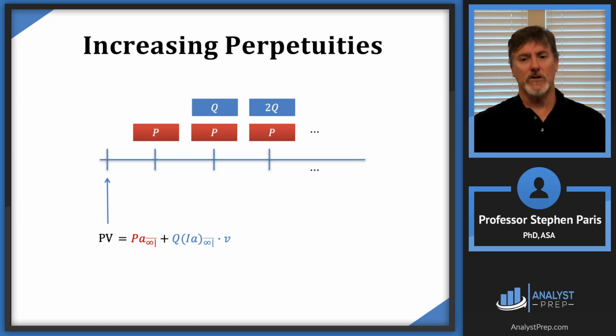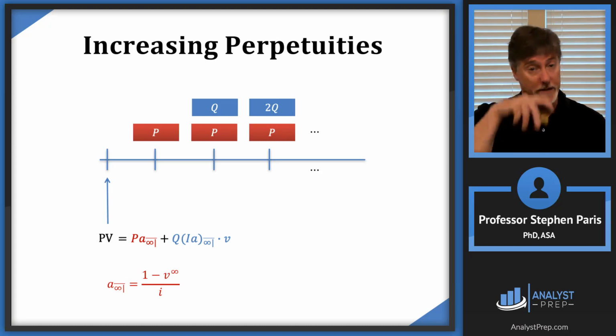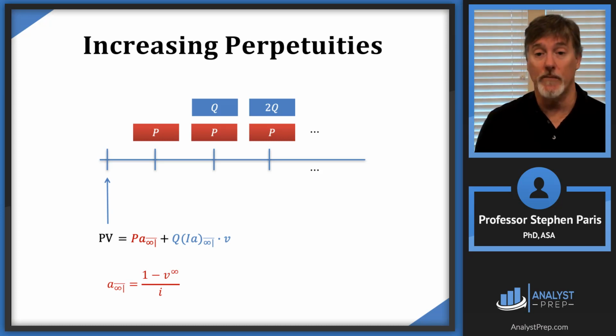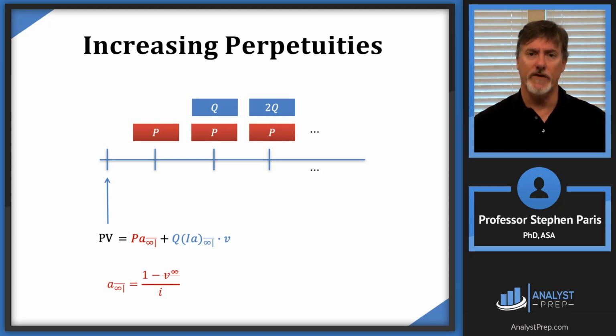So let's focus on some of these expressions. The a angle infinity, the closed-form formula for that is 1 minus v to the infinity, all over i, but of course v to the infinity is 0. v is a number between 0 and 1, and if you raise that to higher and higher powers, it's approaching 0. So v to the infinity is 0. And so the a angle infinity is just 1 over i, so the first term in the present value expression becomes just P divided by i.